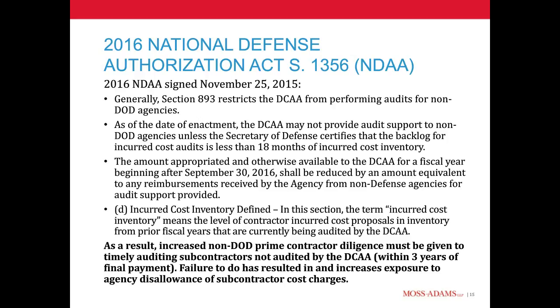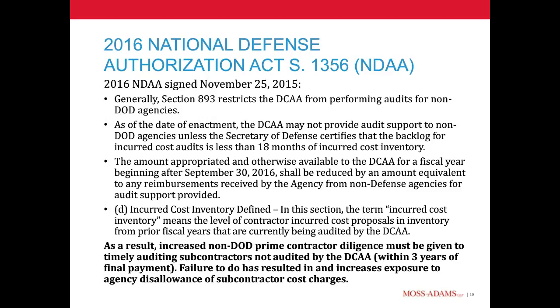In addition to that, Congress provided a disincentive for DCAA to audit a non-defense agency. Beginning with the next FY, so after September 30, 2016, DCAA's budget will be reduced dollar for dollar related to any reimbursement they receive from a non-defense agency. So if they go out and audit a NASA contract and get paid for it by NASA, DCAA's budget will be reduced by that amount. So that sort of creates a disincentive for DCAA to go tackle the non-defense agency work.